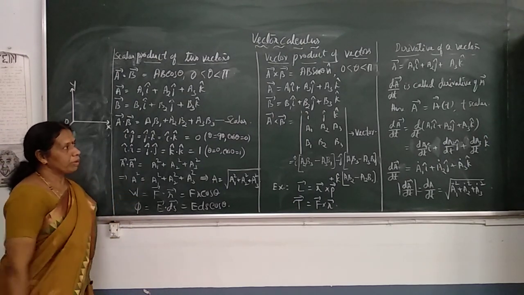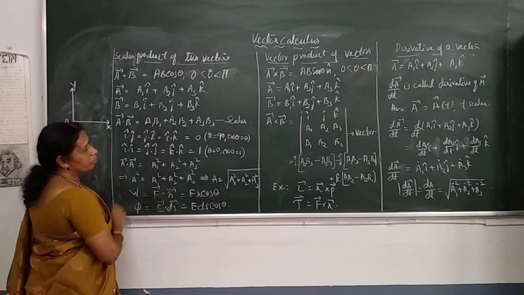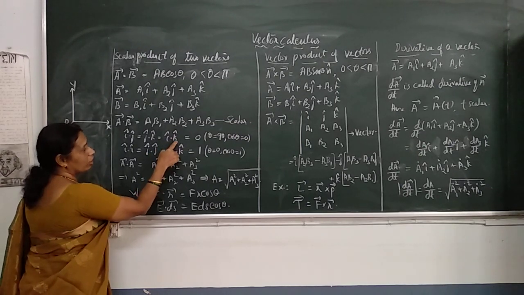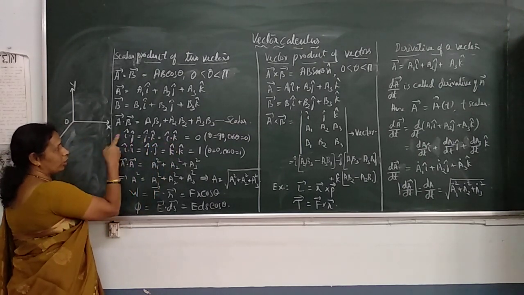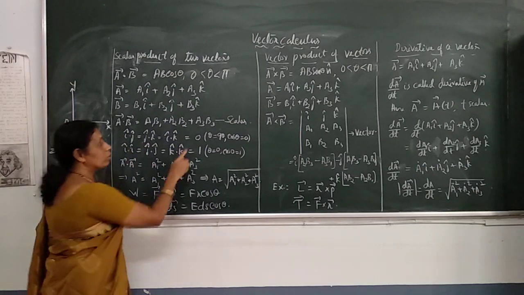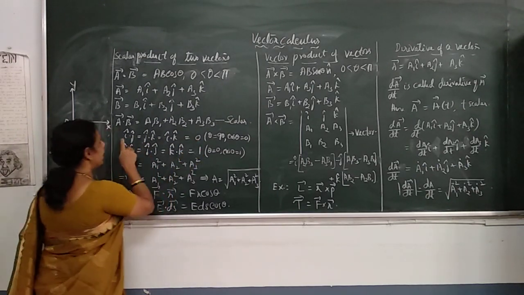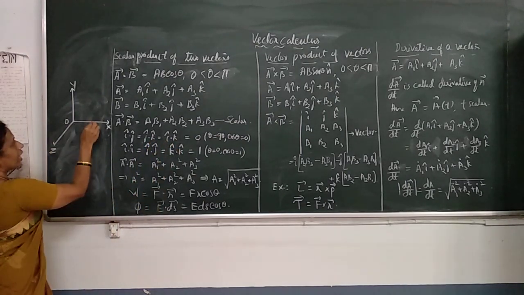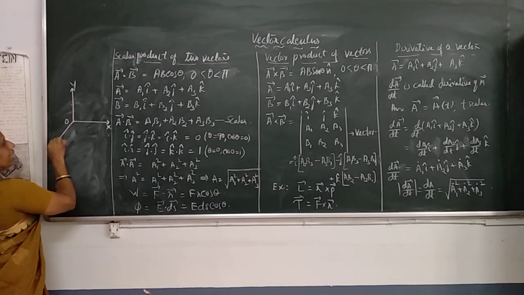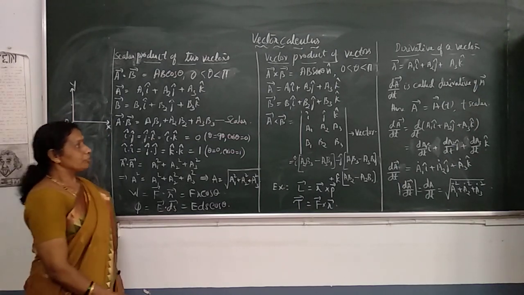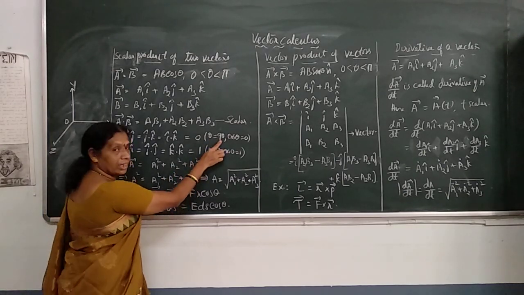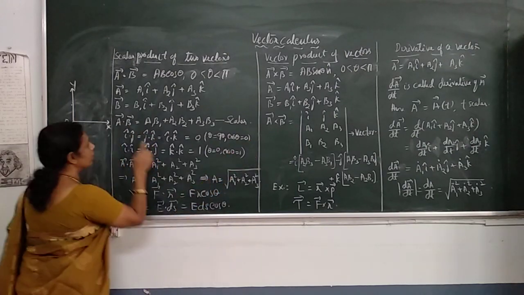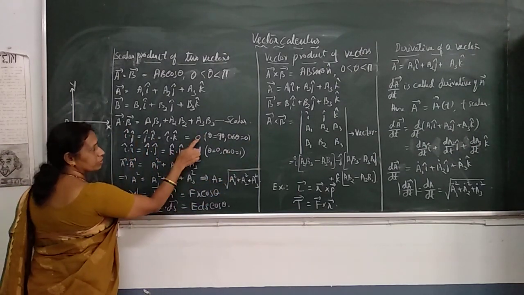One thing you have to remember here: the dot products i dot j, j dot k, i dot k, or k dot i, k dot j, or j dot i are always equal to 0. You know the reason why: i, j, k are vectors at right angles to each other, so the angle between them, theta, is 90 degrees. Cos 90 is 0, therefore these dot products are always equal to 0.